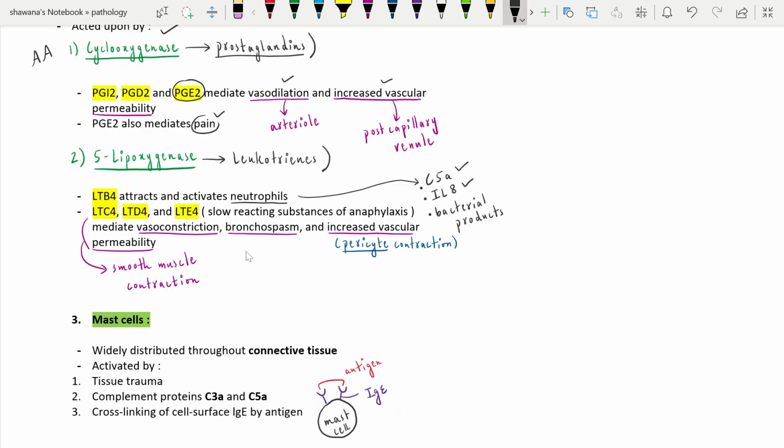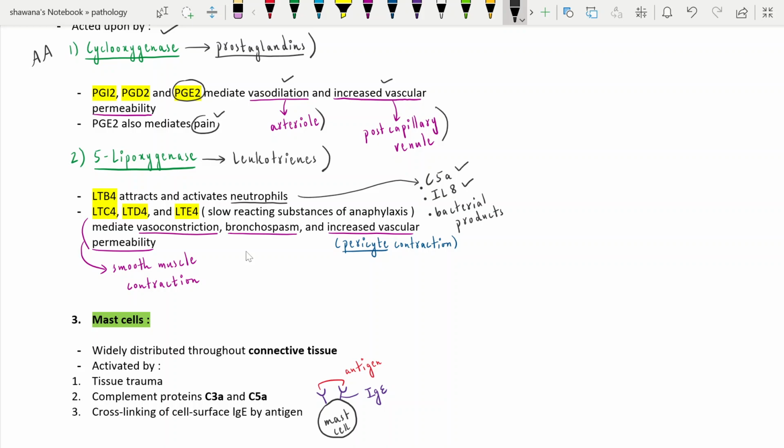One of the most important things worth mentioning is that vasodilation occurs at the level of the arteriole. Okay, and increased vascular permeability is going to occur at the level of the post-capillary venule. The locations for these two specific functions are very important.